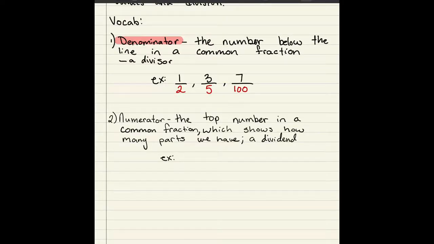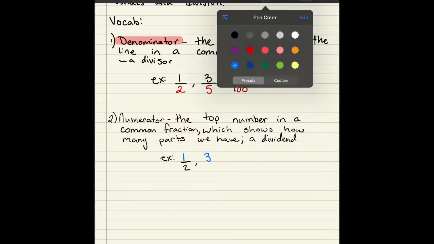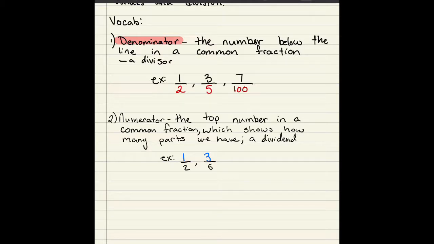All right, so a numerator is the top number in a common fraction, which shows us how many parts we have. It's also the dividend. If we have the exact same examples, 1 is our numerator in 1/2, 3 is our numerator in 3/5, and 7 is our numerator in 7/100. So let's highlight this in blue.